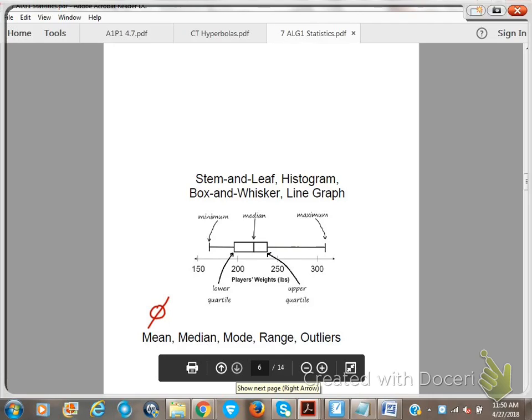Could we figure out the mode? Can we know which number is happening the most? No, we can't.